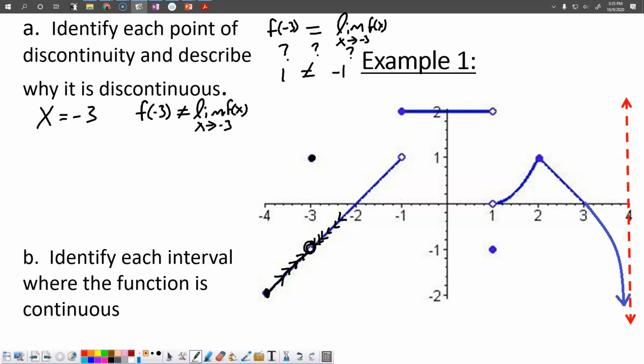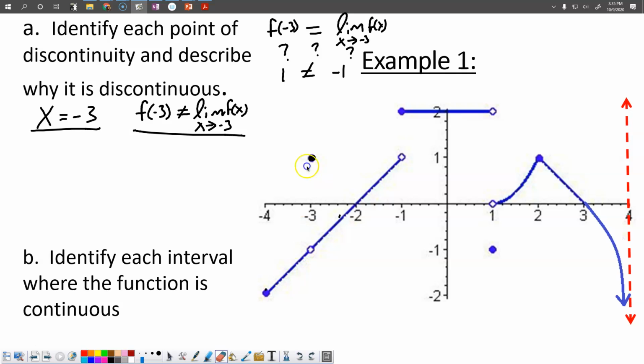So we have to identify the discontinuity. We also have to state the reason. There's really three reasons you could say. One reason is that the function doesn't exist. The other one is that the limit doesn't exist. And the last one is okay, well, if they both exist, maybe they just don't equal each other. All right, so there's one discontinuity.